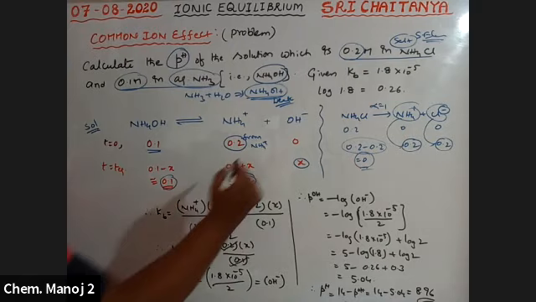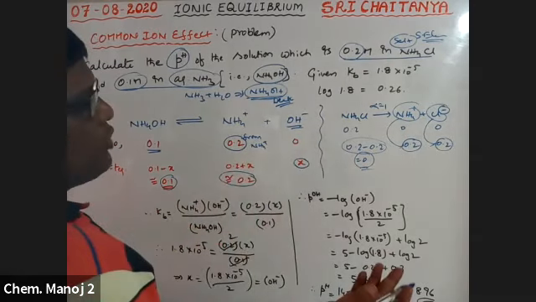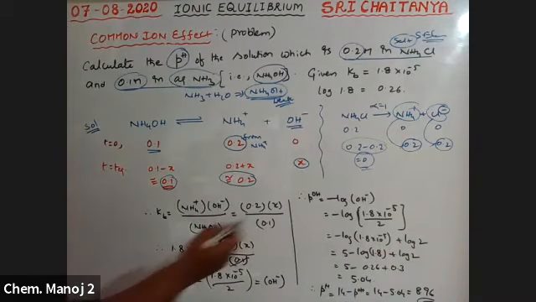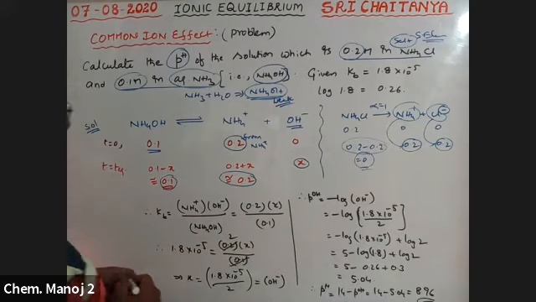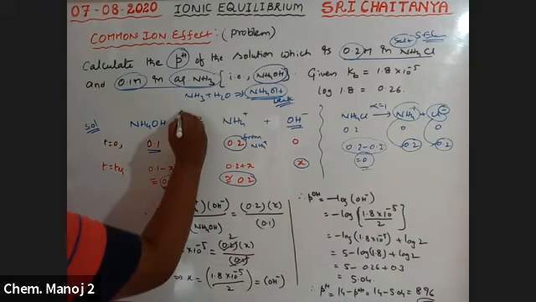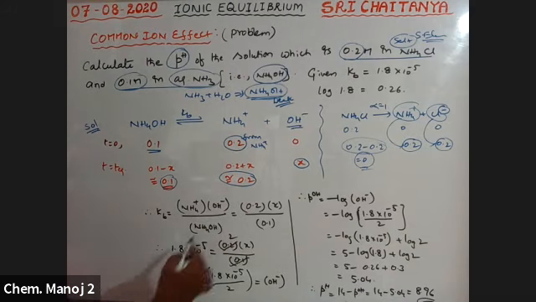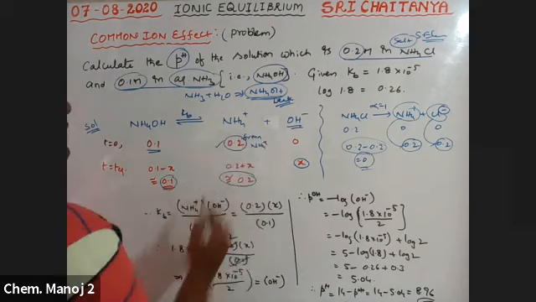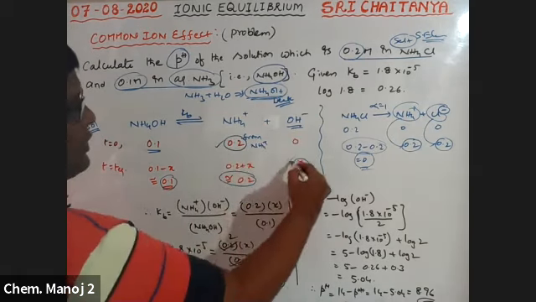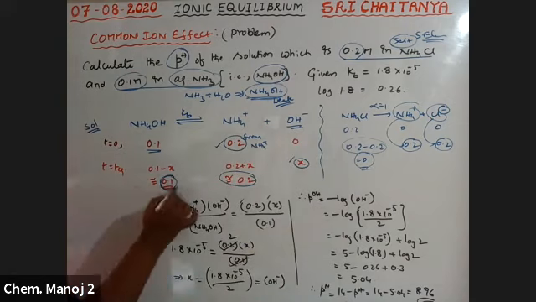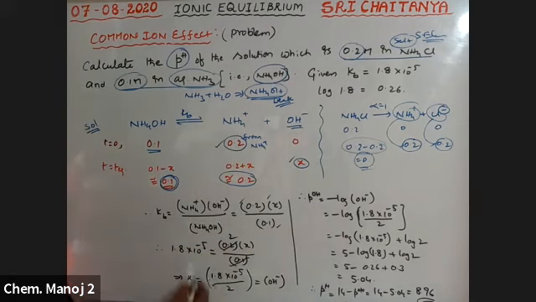So now I am calculating OH minus ion concentration, which is used to calculate pOH, and then pOH is used to calculate pH. For this equilibrium, Kb is equal to the product of concentrations of products by the concentration of reactant. That is NH4 plus ion concentration into OH minus concentration by NH4OH concentration. NH4 plus concentration is 0.2, OH minus concentration is X, and NH4OH concentration is 0.1. So finally I get the OH minus concentration, nothing but X, which is equal to this much.